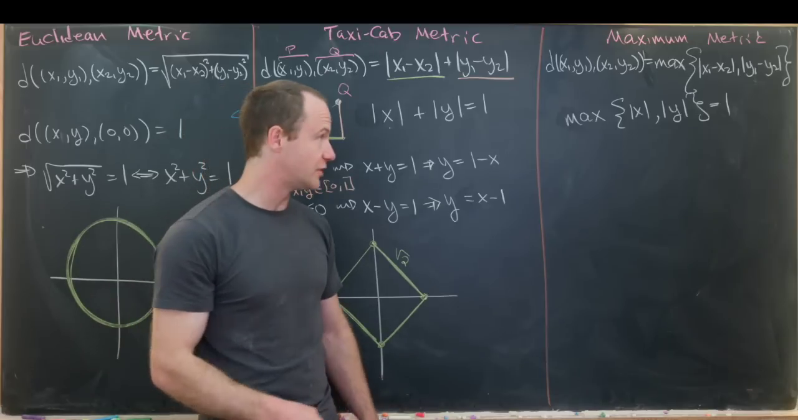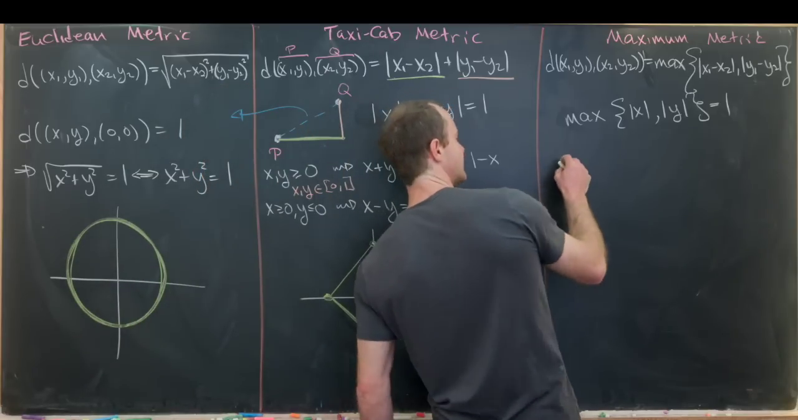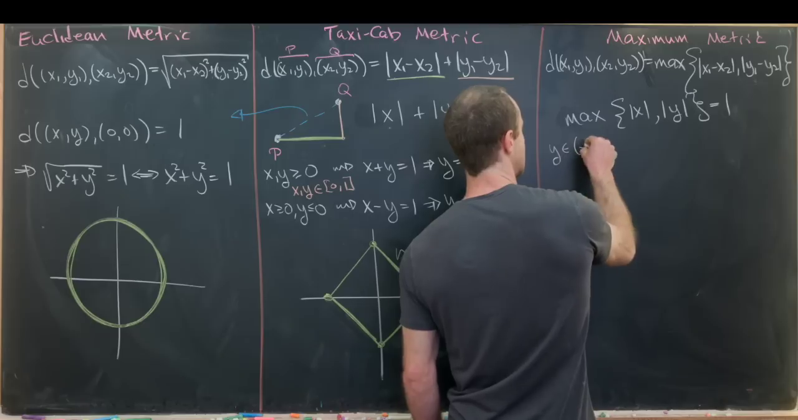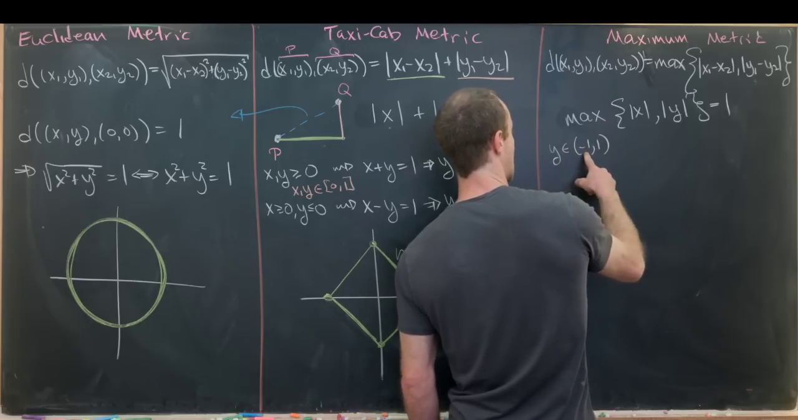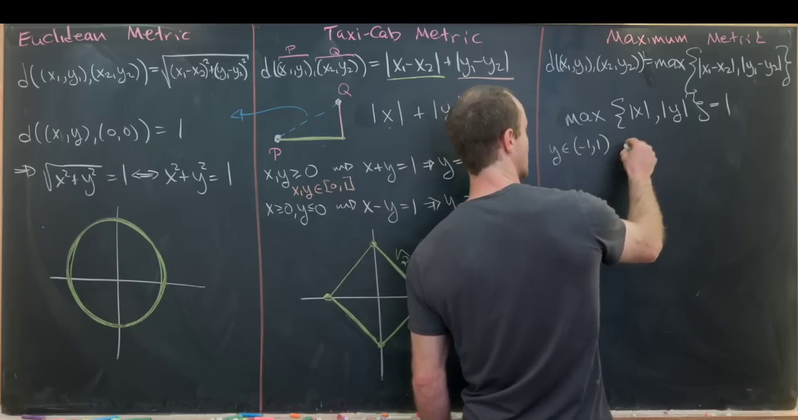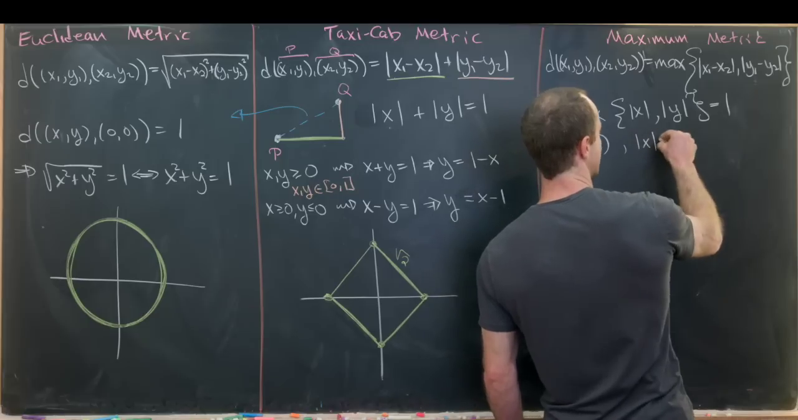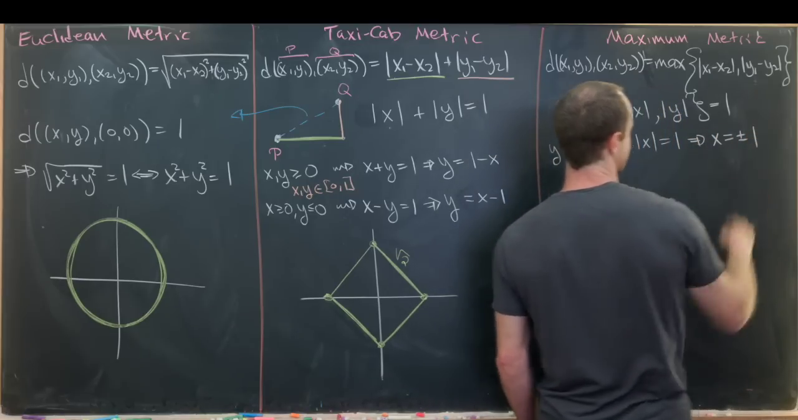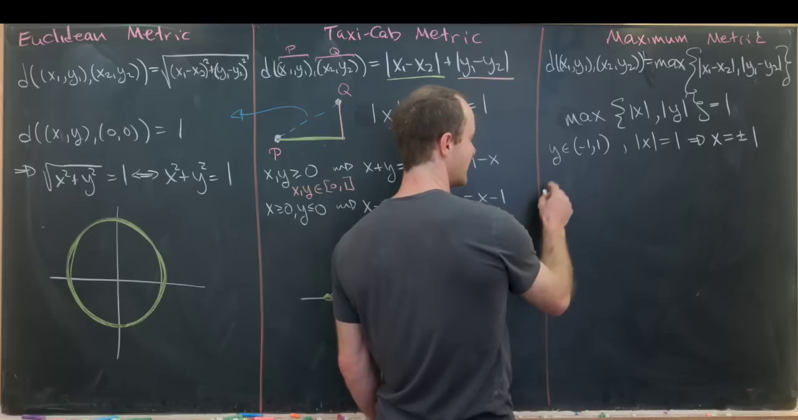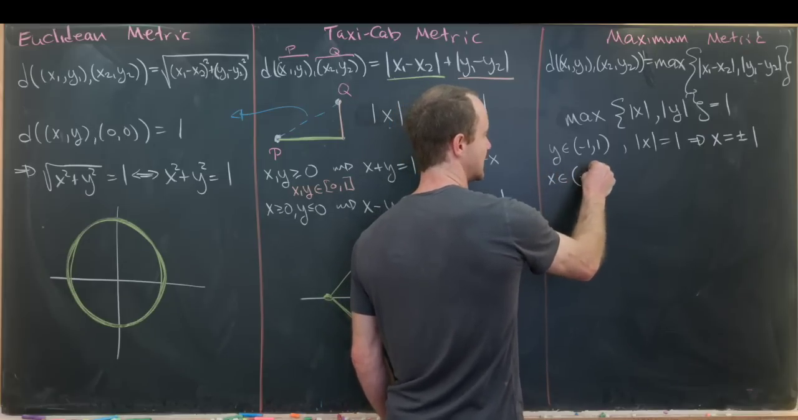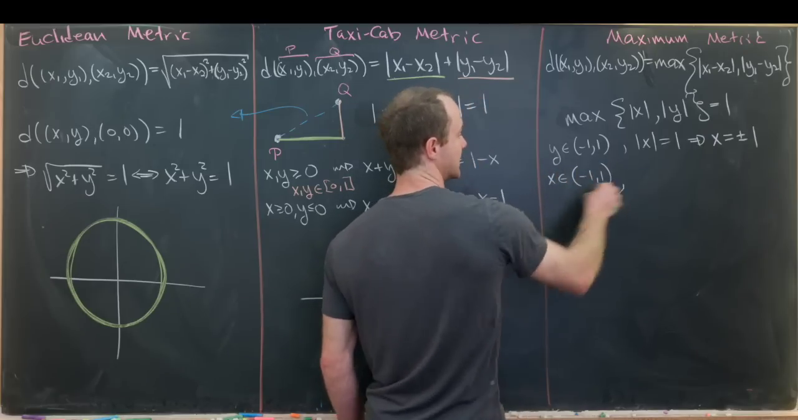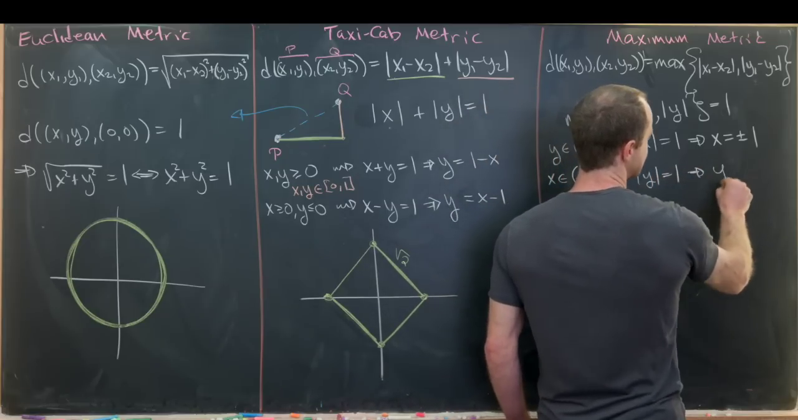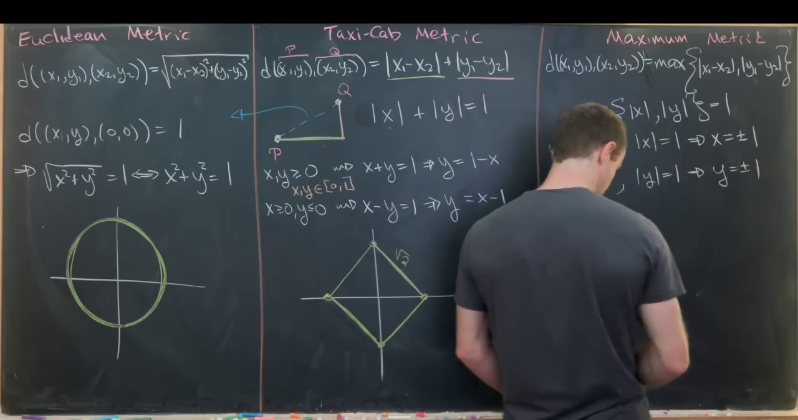And that breaks down into a couple of cases. So we've got this case where y is between -1 and 1, not including -1 and not including 1, and the absolute value of x equals 1, which tells us that x equals plus or minus 1. Then another case would be x is between -1 and 1, not including either of them, and the absolute value of y equals 1, which means that y equals plus or minus 1.